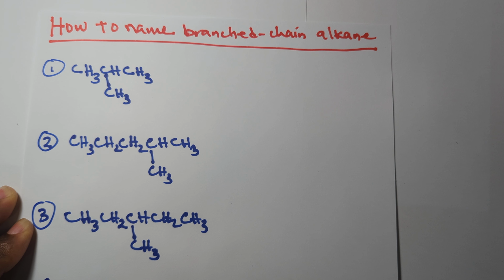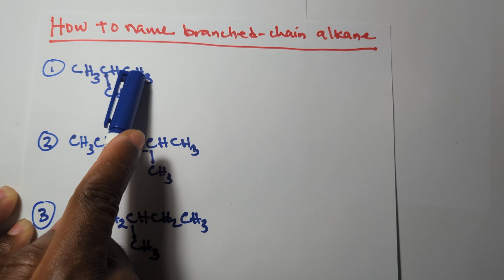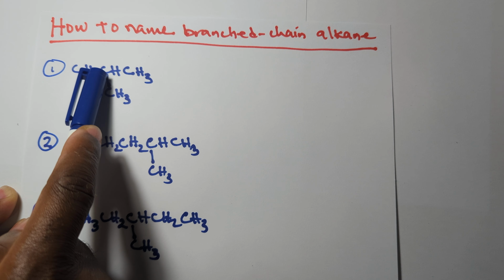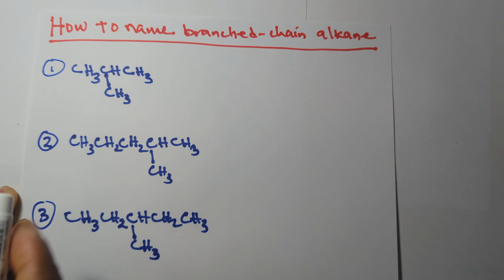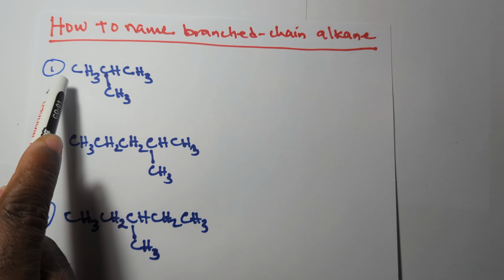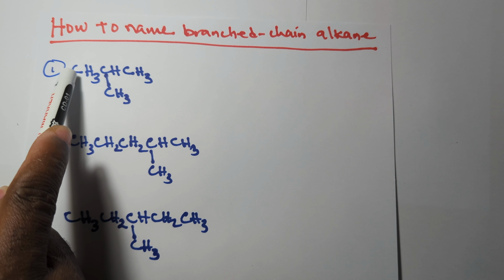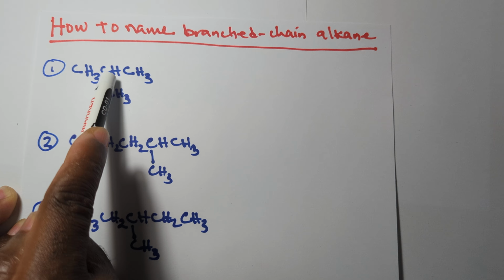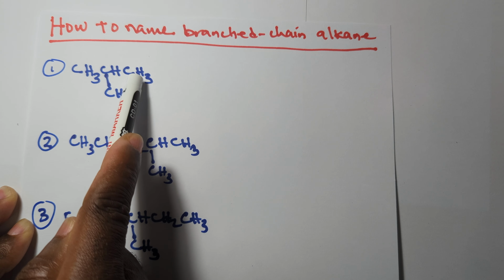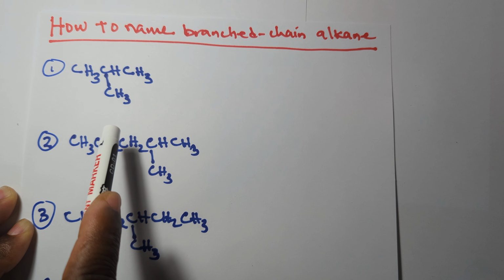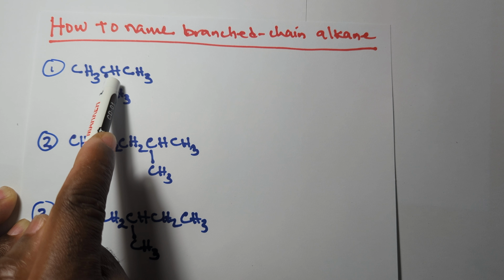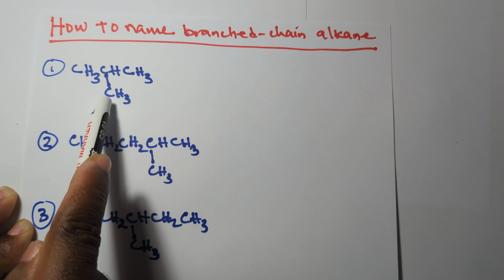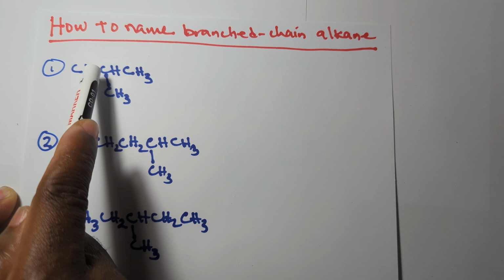So for example, in example 1, we have CH3, CH, CH3, and at the CH we have a branch methyl group. So we count the parent chain, the longest continuous carbon atoms, in such a way that the carbon that has a branch or substituent attached to it is going to take the lowest number.